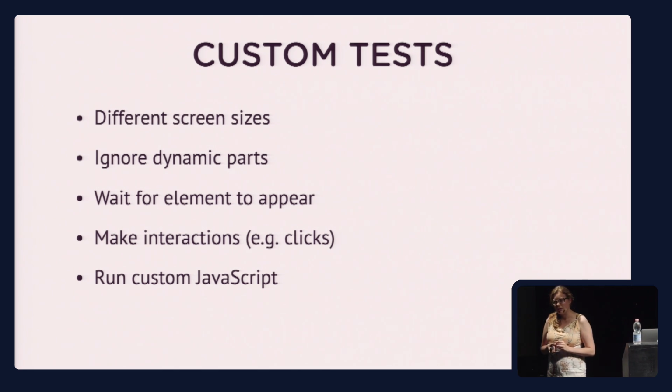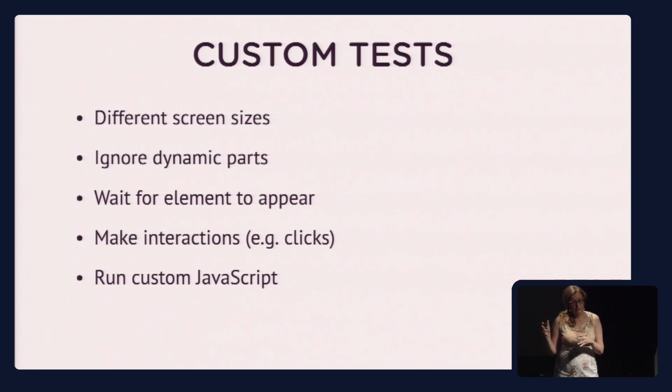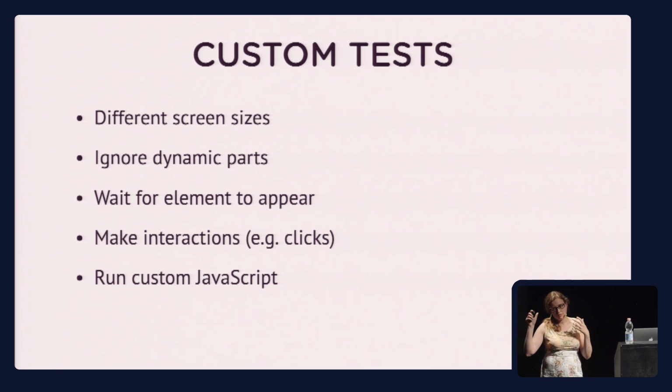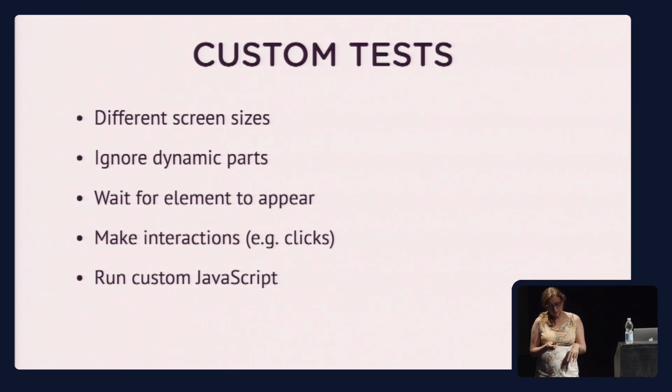For example, in my blog, there is one component which gets the list of my repositories from GitHub, and it obviously needs some time to ask the GitHub API what the list of repositories is. And for such a component, I made custom tests which wait a little bit. And you can make interactions, for example, clicking the drop-down menu and waiting for it. And it's possible to run any custom JavaScript inside it.